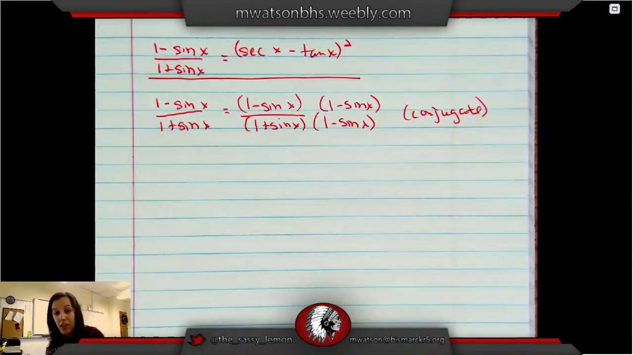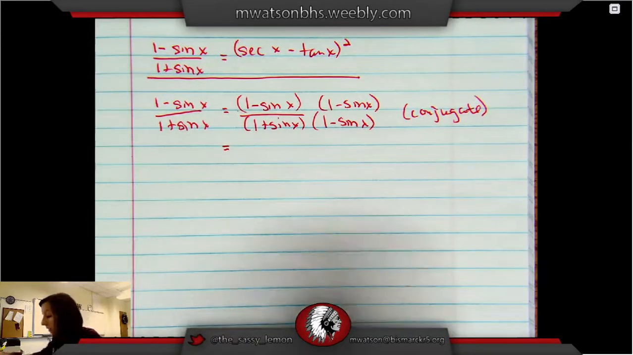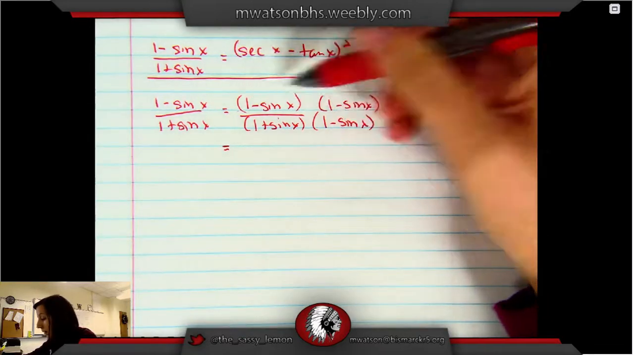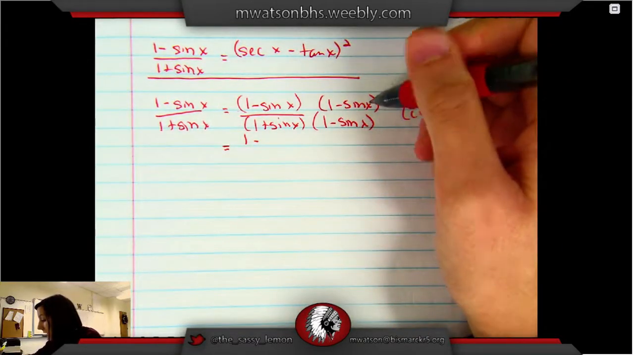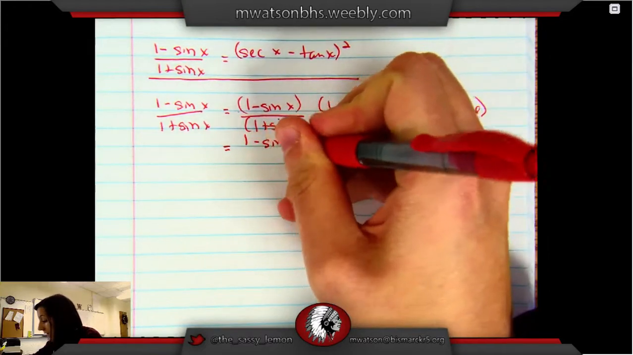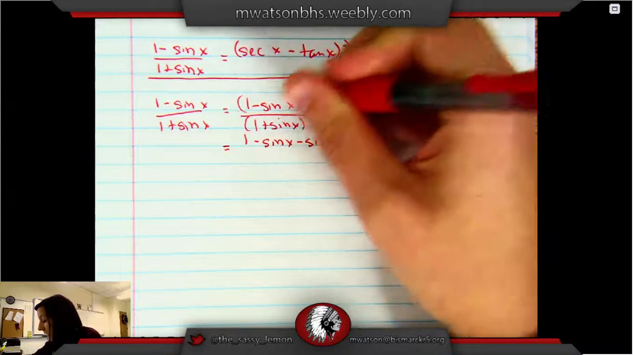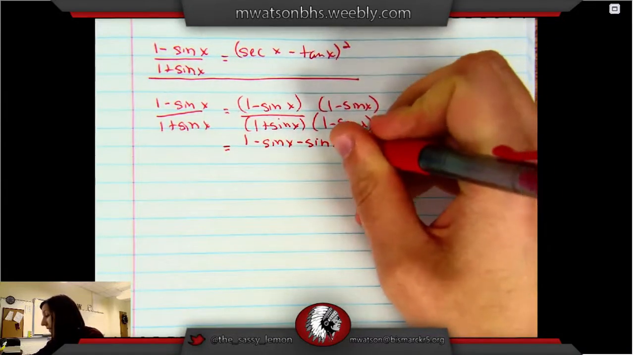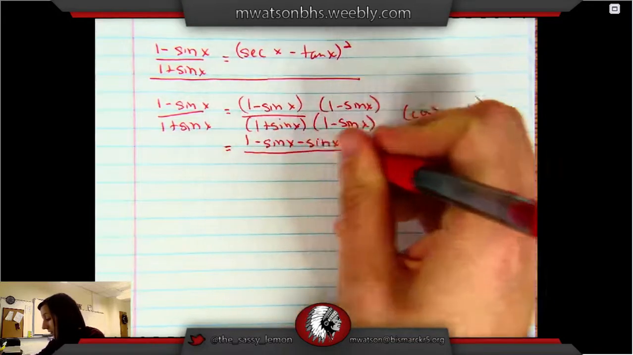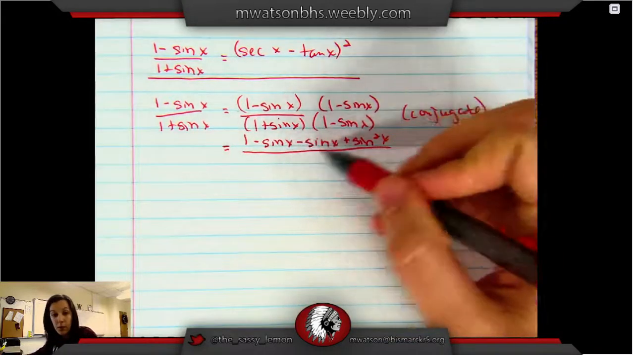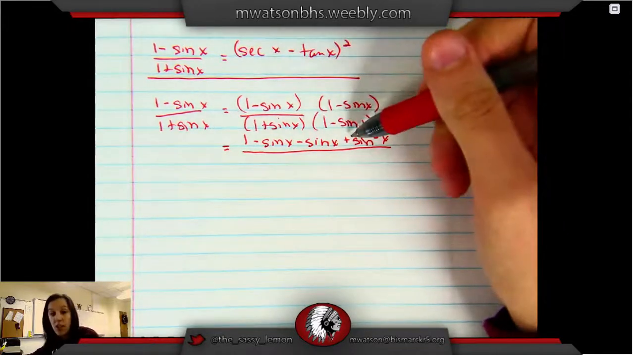Now I'm going to actually double distribute, and be really careful that you don't write anything in the wrong place. Don't try to do too much in your head. So we've got 1 times 1 on top. 1 times negative sine is negative sine x. Negative sine x times 1 is another negative sine x. Negative sine x times negative sine x is plus sine squared x. So we're going to see in the next step that we probably need to combine like terms. On bottom, they should cancel out in the middle.